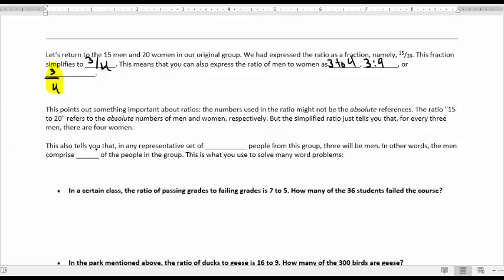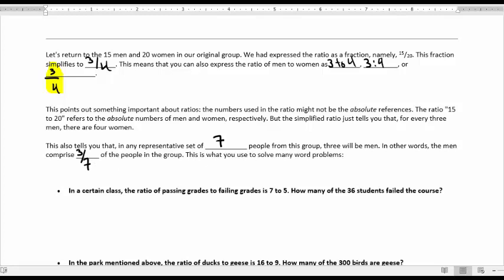And then one other important thing that comes out of this is, in any representative set, if we're dealing with this ratio of 3 to 4, in any representative set of the total number of people, right? So if there's 3 men to 4 women, that means there's 7 people altogether. So in any representative set of 7 people, 3 are men. So in other words, the men are actually going to make up 3/7 of the people in the group.